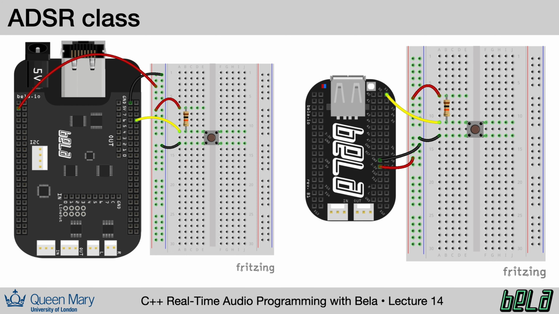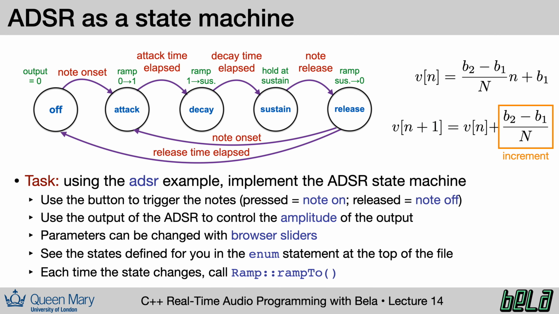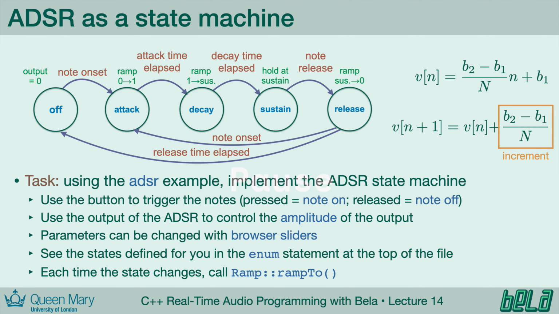Here you can see the wiring diagram for hooking up a button with either a Bela or a Bela mini board. Notice that this example has a pull-up resistor to 3.3 volts, while the button connects between the input and ground. That means that when the button is pressed, we should read a low value at the digital input, and when the button is released, we'll read a high value. Build this circuit, and then go to the code in the ADSR example and implement the state machine. This example uses the Bela oscilloscope to show you the output signal and the value of the envelope, so you can open the Bela oscilloscope to see if your example is working as expected. Pause the video here and try it.